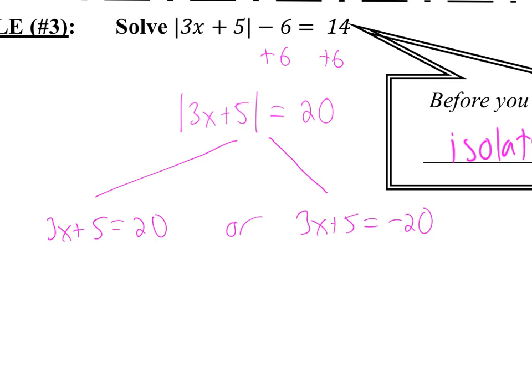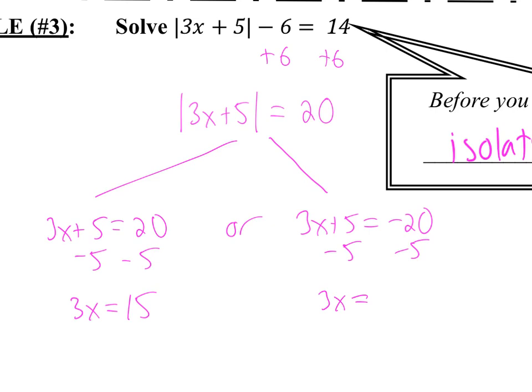So how do we solve for x now? Well, we're going to subtract 5. We'll do it to all 4 sides over here. So you get 3x equals 20 minus 5 is 15. And then we get 3x equals negative 20 minus 5 is negative 25.